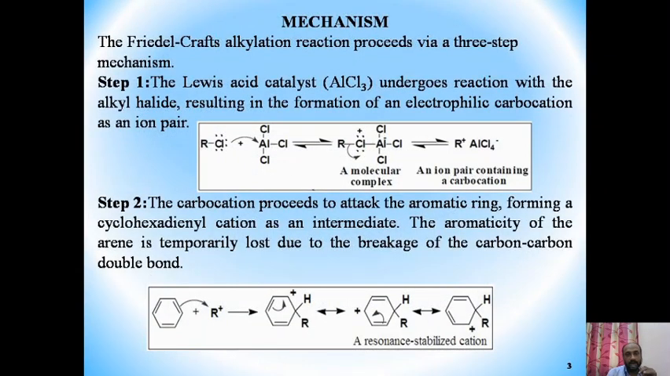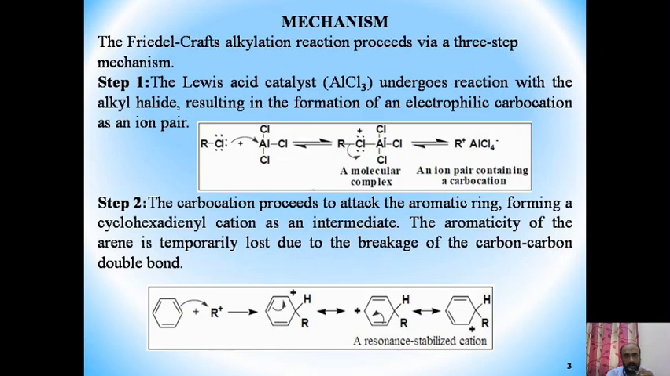Now see the mechanism of this reaction. In the first step, the Lewis acid catalyst reacts with the alkyl halide, resulting in the formation of an electrophilic carbocation as an ion pair. In this reaction, with AlCl3 and RCl, the Cl has excess electrons and can easily donate them to the aluminium to form an ion, right? Carbocation.